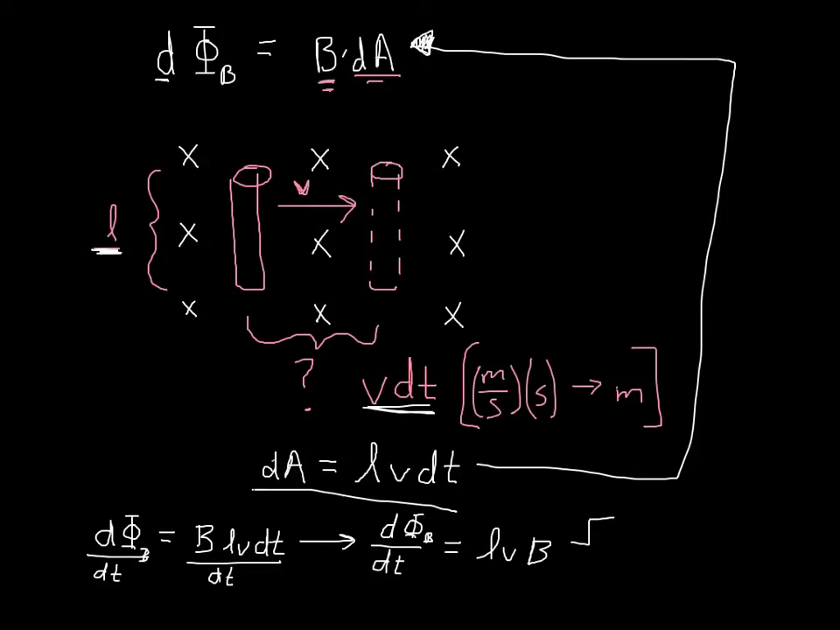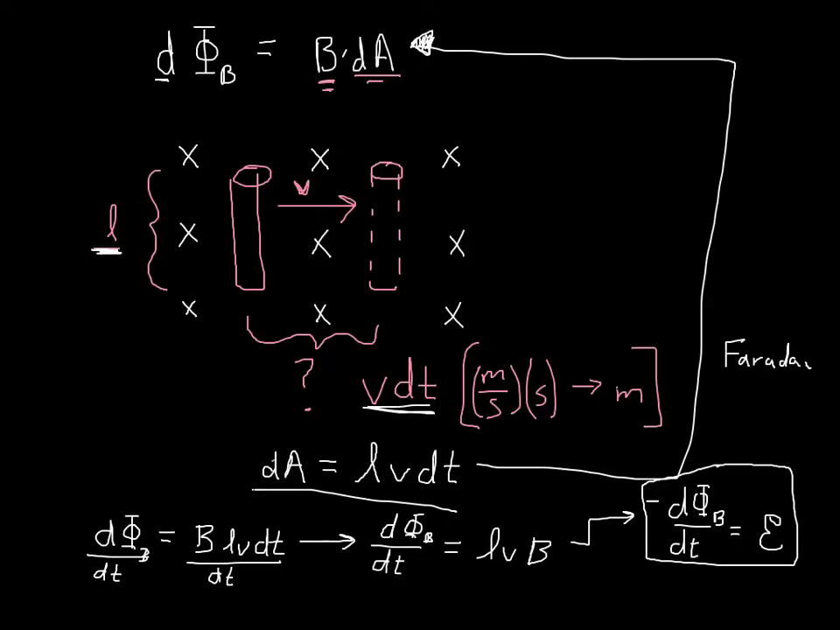Because of something called Faraday's law, which tells us that negative d phi dt, this magnetic flux, is equal to the EMF. So this phrase right here, the induced EMF is equal to the negative change in the magnetic flux, is what's known as Faraday's law.